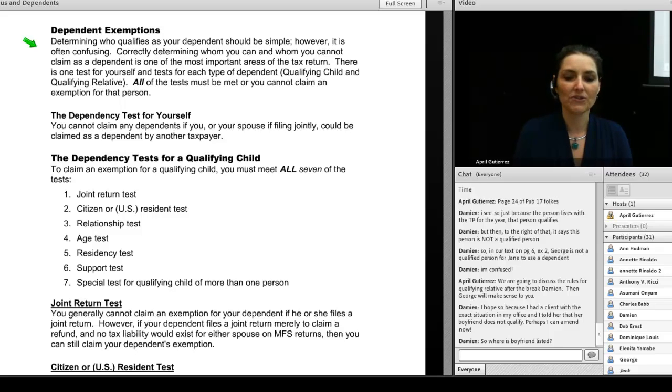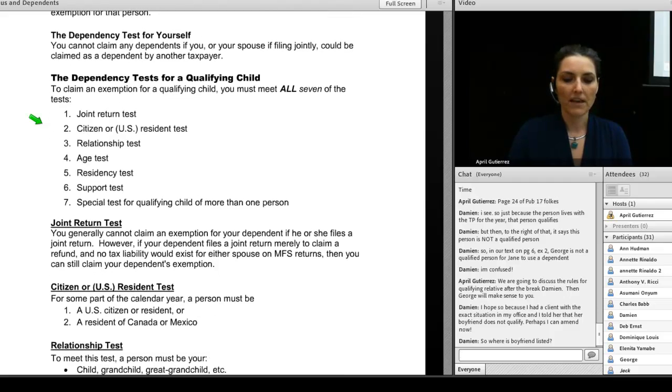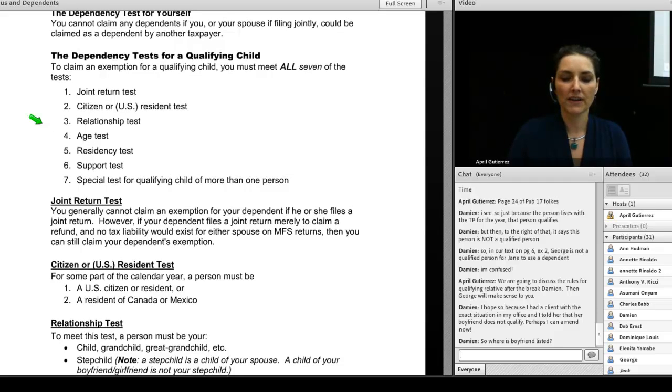And correctly determining who you can and who you cannot claim as a dependent is, of course, one of the most important areas of the tax return. There is one test you apply to yourself, as well as tests for each type of dependent, qualifying child and qualifying relative. All of the tests must be met, or you cannot claim an exemption for that person. Firstly, we look at the dependency test for yourself. You cannot claim any dependents if you or your spouse, if filing jointly, could be claimed as a dependent by another taxpayer. Then there are dependency tests for a qualifying child.